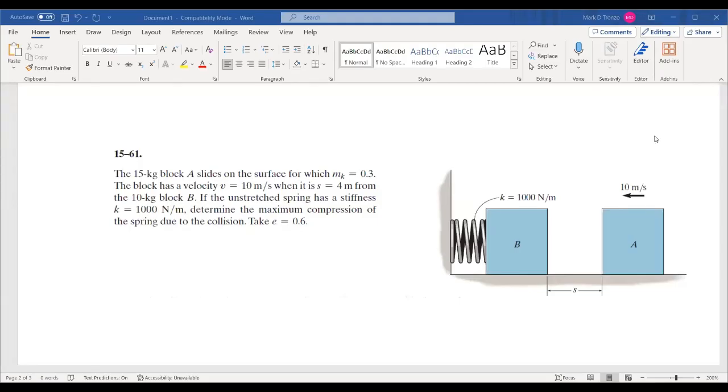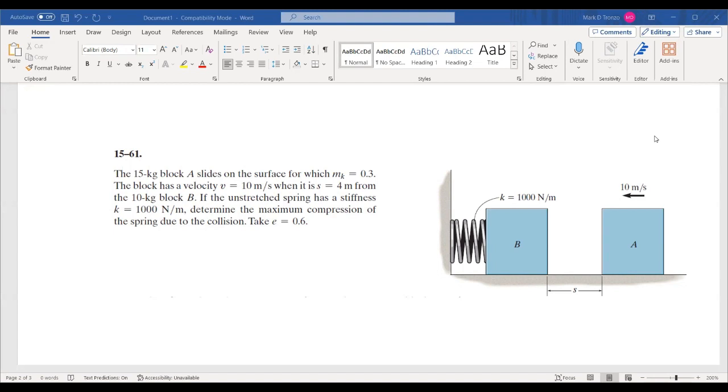Next, we're going to look at this problem. This is 15-61. We have a 15 kilogram block A, and it's sliding along the surface. I believe this is a misprint. It says M sub K is 0.3. I believe that should be mu of K is 0.3. That would mean that the coefficient of kinetic friction is 0.3. Then the block has a velocity of 10 meters per second when it's 4 meters from block B.